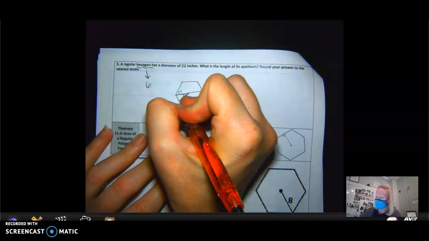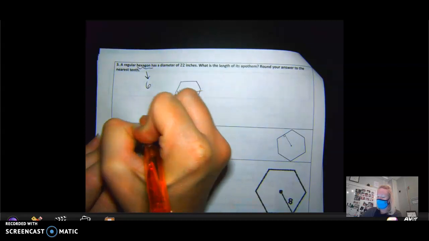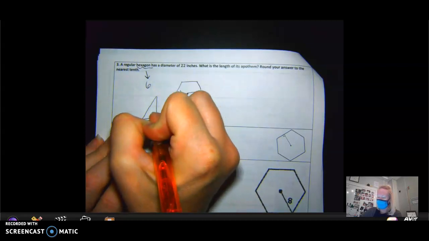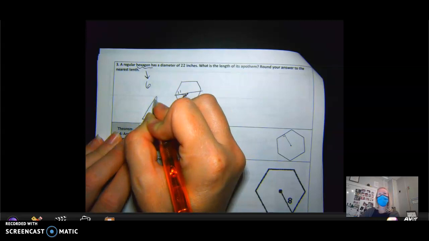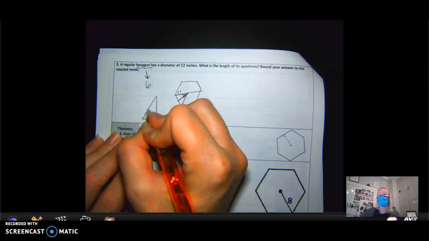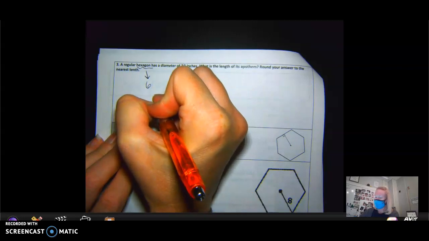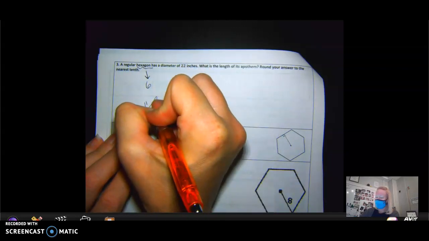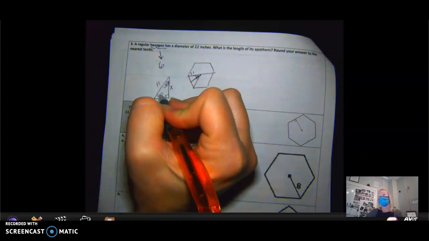Okay, so the apothem is going to be drawn like this. I'm going to take that triangle out and label what I know of that triangle. How long is this piece? 11. I know that this angle up here is how many degrees? So this is a 30, 60, 90 triangle. So could I use SOHCAHTOA on this? Yes. Could I use our special right triangles on this? Yes, because I want to find this guy right there, right? The apothem. So I'm just going to use my 30, 60, 90.